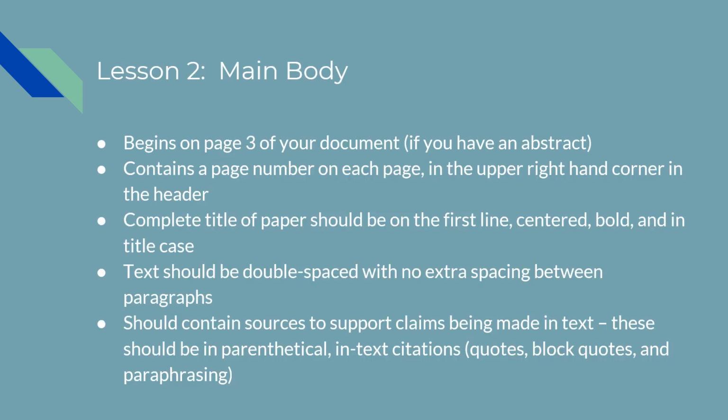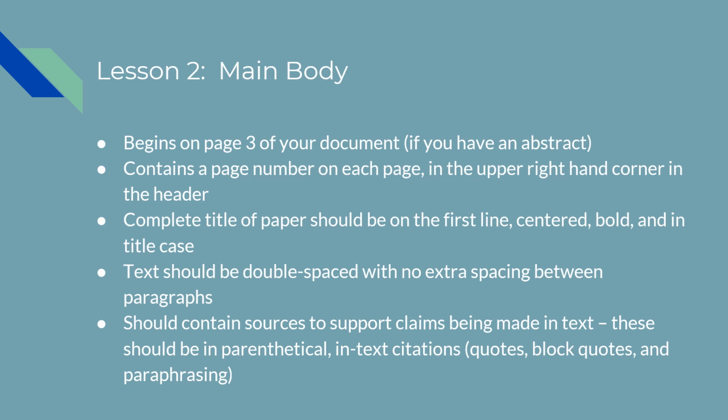The next main section of your paper will be the main body of your paper, and that will begin on page 3 of your document if you have an abstract. If there's no abstract, it'll begin on page 2, and this will contain the page number in the header in the upper right hand corner, and it does not have to have any other information in the header. Then you will have the title of your paper, as I said, on the first line, centered in bold in title case, so all the main words should be capitalized. The text of your paper should be double spaced, and you should not have any extra spacing in between paragraphs.